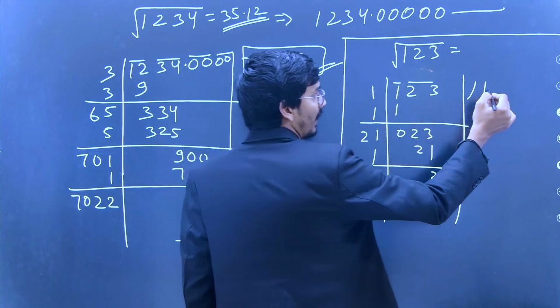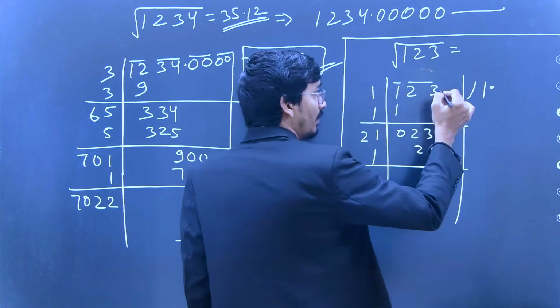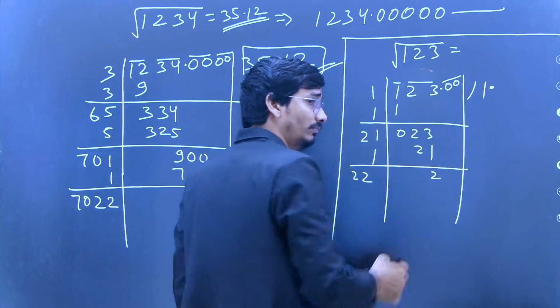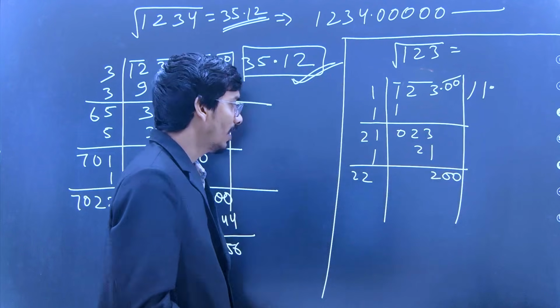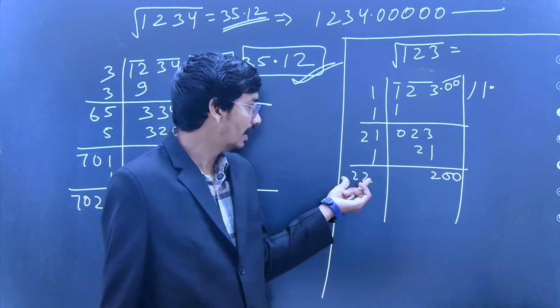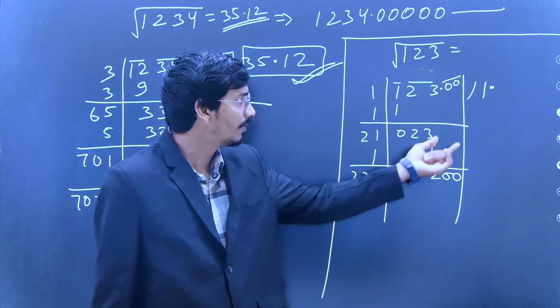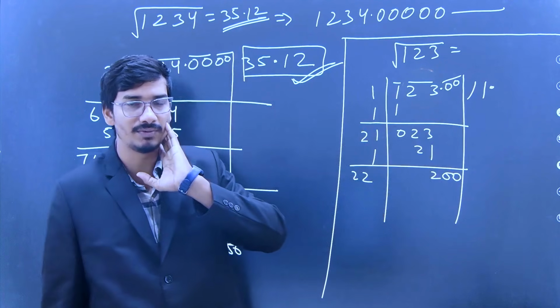Now what will we put? A decimal. If you put the decimal, 00 will come. So it's 200. With 200 and this number 22, what number will we multiply so that it is less than 200?